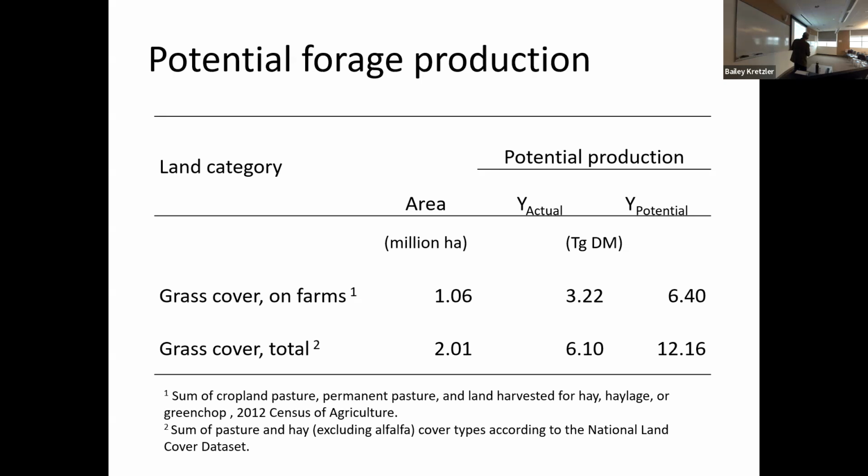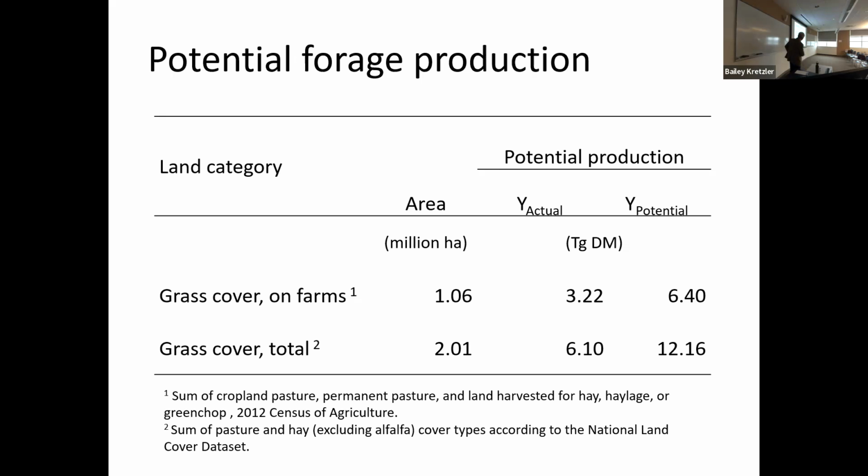In terms of area, we're talking the difference between 1 million and 2 million hectares, between what's on farms and what appears to be grass cover but not on farms, plus what's on farms. Because of this range in yield potential, we see basically a fourfold range in production potential from about 3 teragrams of dry matter to 12. That's a huge range.